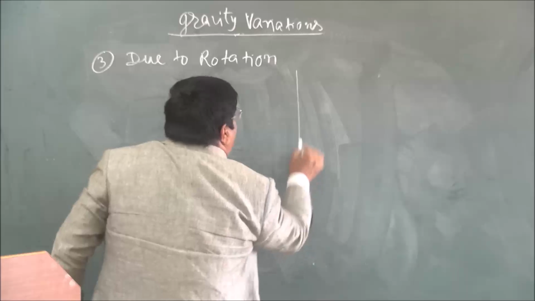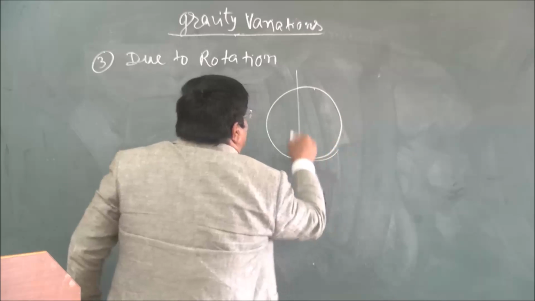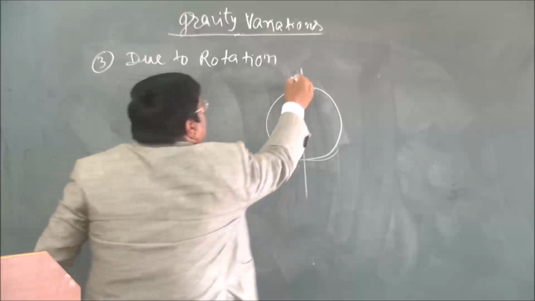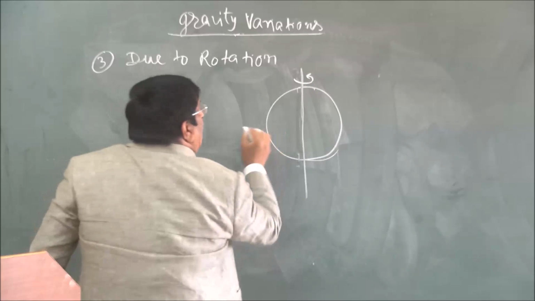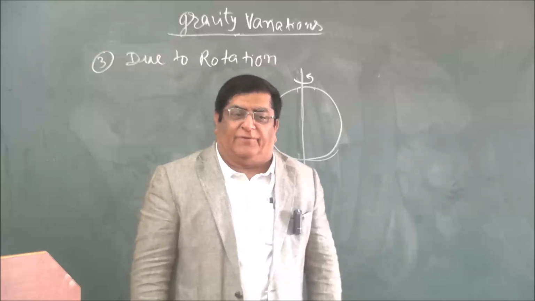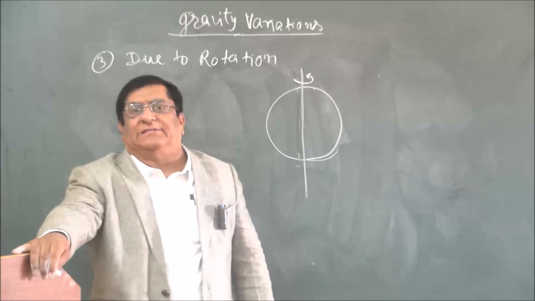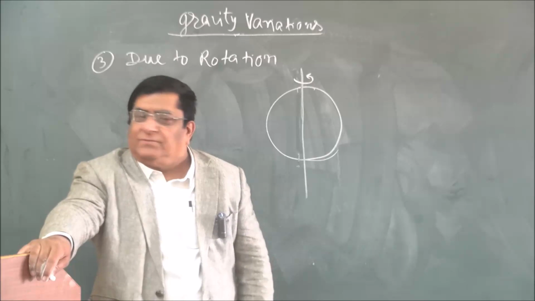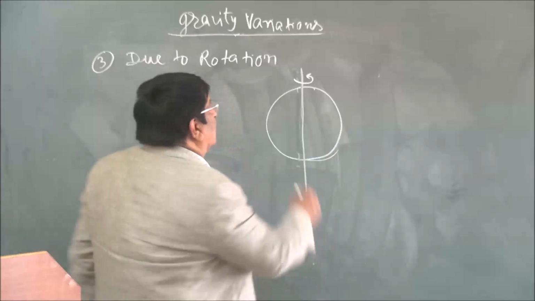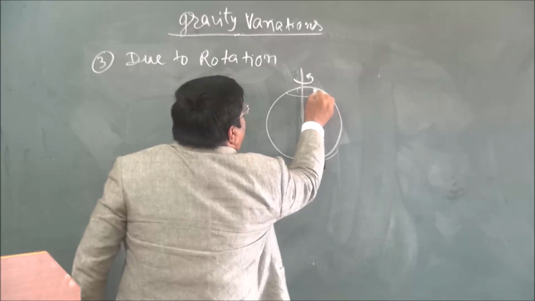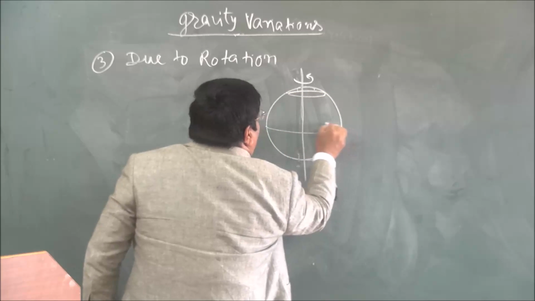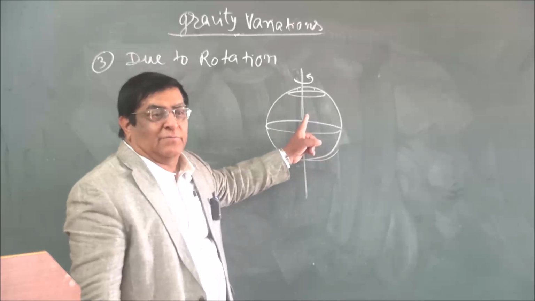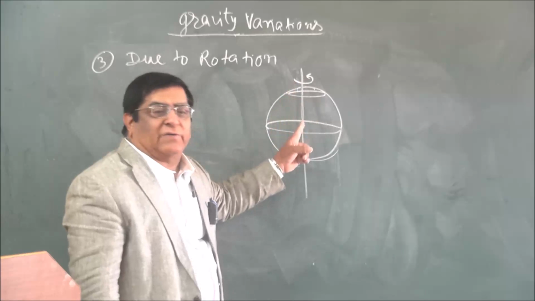Because Earth is rotating about an axis. Earth is rotating about an axis. Where is the speed maximum on the surface? Earth takes 24 hours for one rotation. Everybody knows that? In 24 hours, this particle makes this small circle, while this particle makes a large circle. 2 pi r here is small, 2 pi r here is very large. But this covers it in 24 hours, this also covers it in 24 hours.